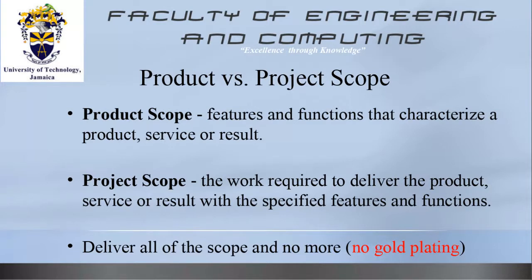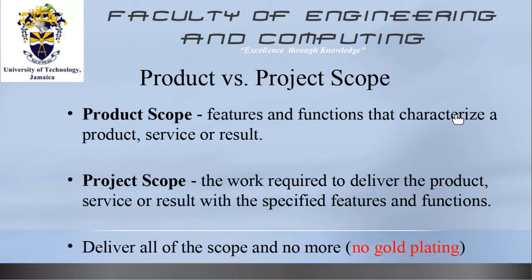I want for us to leave here understanding the difference between the product, the service, or the result, which is normally in project management terms referred to as product or output. And let us look at the project scope. Project scope is that coordination of that vast amount of activities that must be undertaken to give us that product with the features that the client or the customer or the stakeholders stipulate. It is important that we understand the concept of gold plating, that in project management, the agreed-to deliverables are all that you are compelled to deliver.